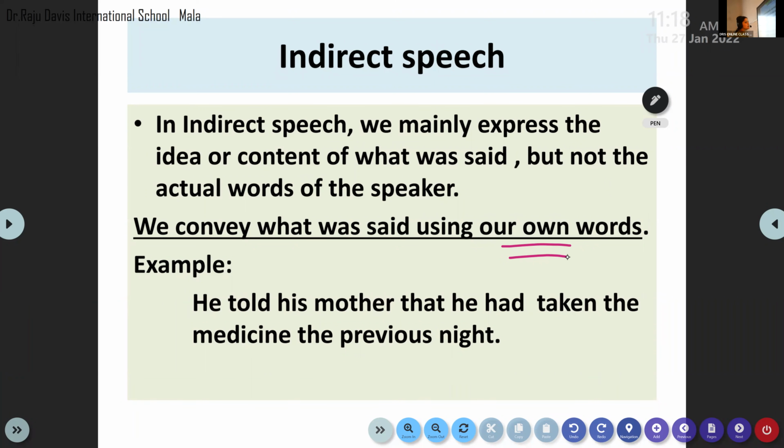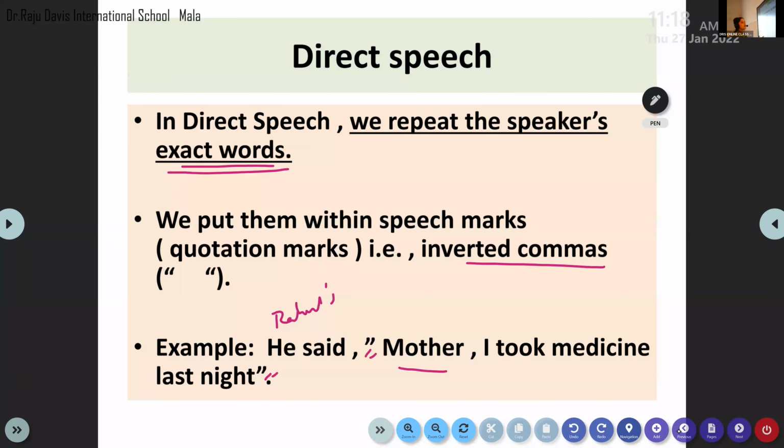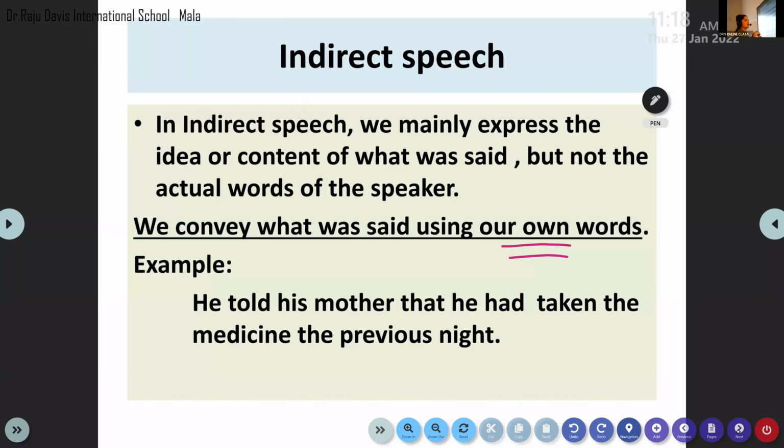Okay, see the same sentence here. Rahul said, "Mother, I took medicine last night." When we change it into indirect speech, we are changing it in our own way. We are not using the exact words. He told his mother that he had taken the medicine the previous night. Just see both the sentences. The sentence written within the inverted commas, and the sentence without the inverted commas. Direct speech sentence and indirect speech sentence. You can find many changes, right?